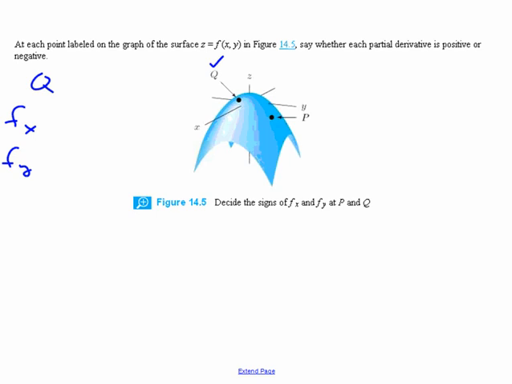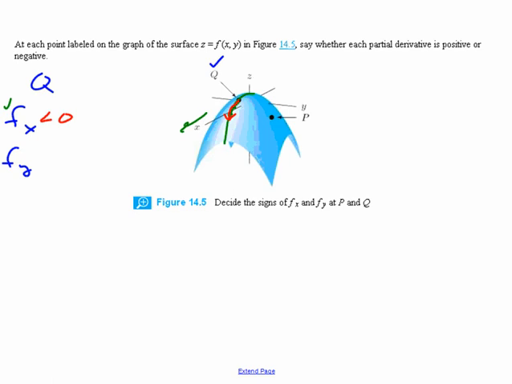So to think about f sub x, we're going to fix our y value. So we're talking about this cross section right there, and we notice that as we go in the x direction, our z value, let's get a different color, our z value is going down. So f sub x is going to be less than 0.